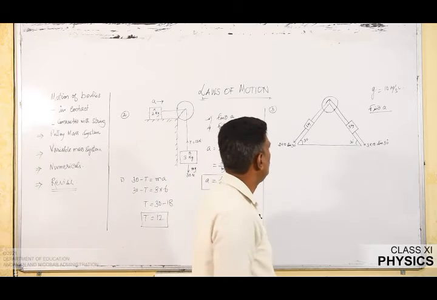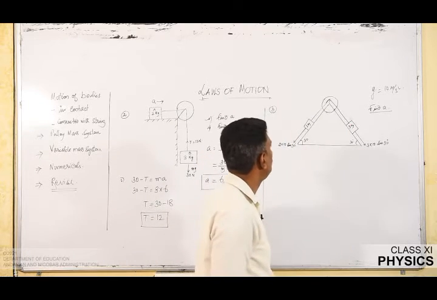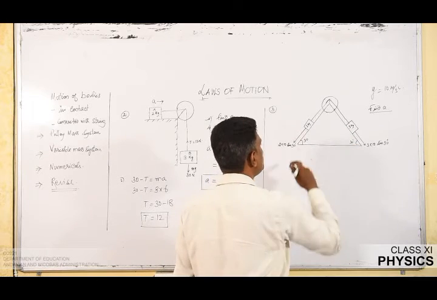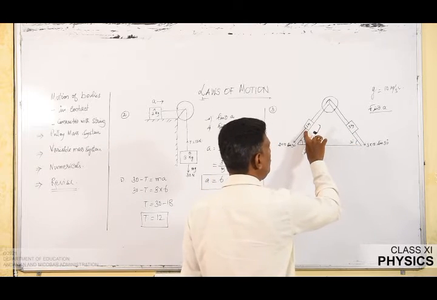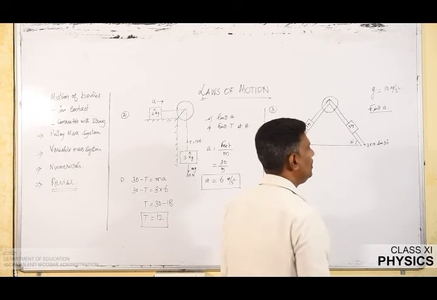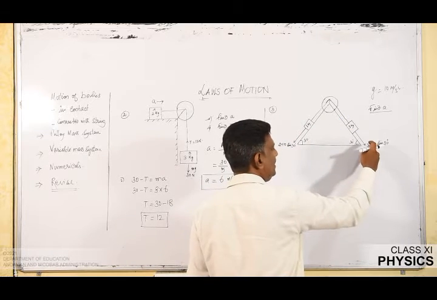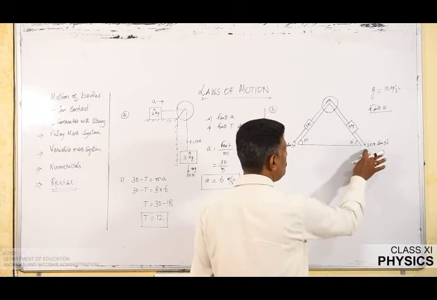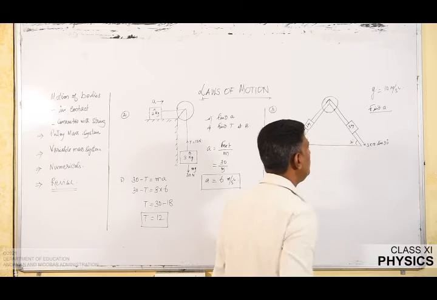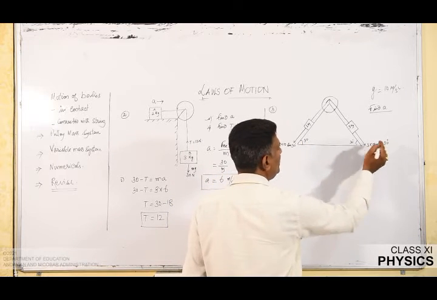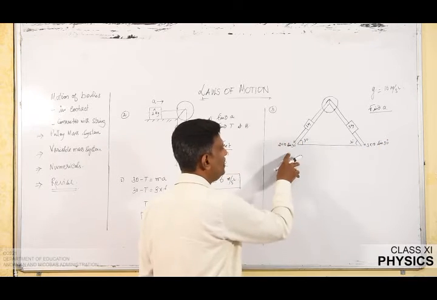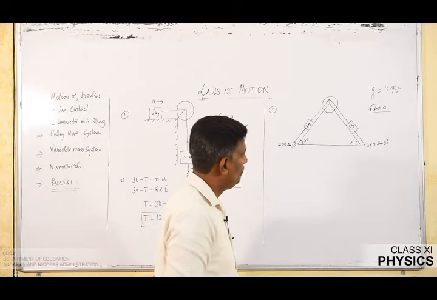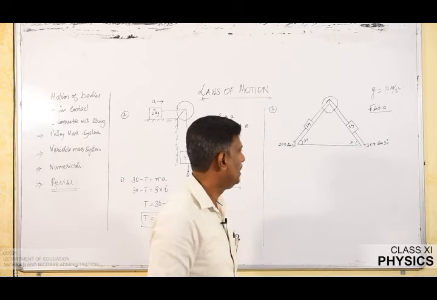Next is, in a triangular wedge, 2 blocks are placed as such in the two ends. This is 2 kg and this is 3 kg, and the component in this direction is mg sin theta. So mg sin 30 degree is given. So 3 into 10 sin 30 degree, and here in this case mg sin 30, that is 2 into 10 sin 30 degree. We need to find acceleration.